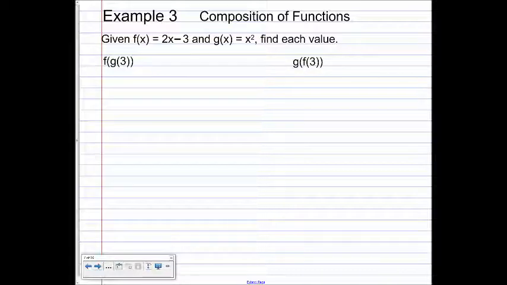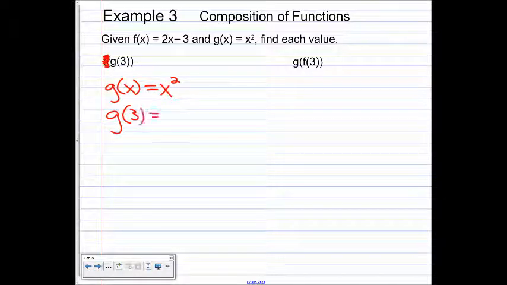In the first example, it says f of g of 3. Right now, you should not do this, but I'm going to just cross out the f. Don't do that on yours. Let's just do g of 3. Do you guys know how to do g of 3? It's not g times 3, and it's not g cubed. If g of x is x squared, how am I going to do g of 3? You're going to put 3 where it says x and make sure we use parentheses.